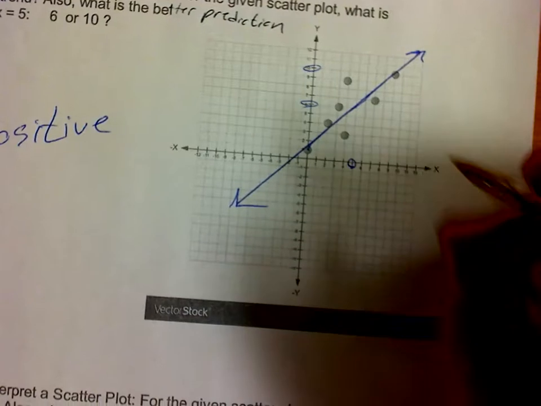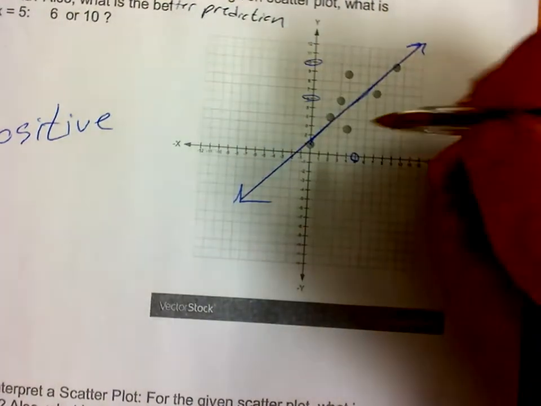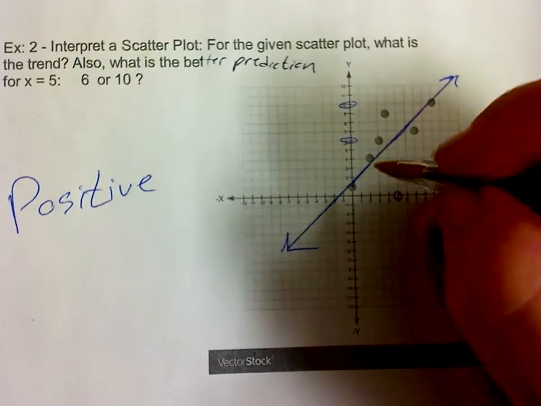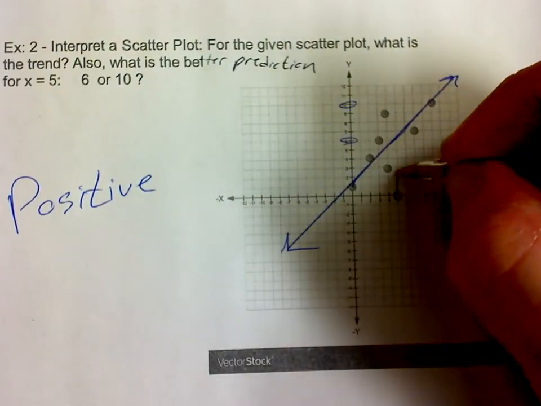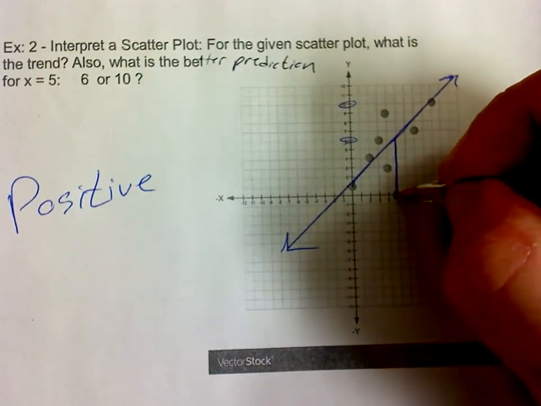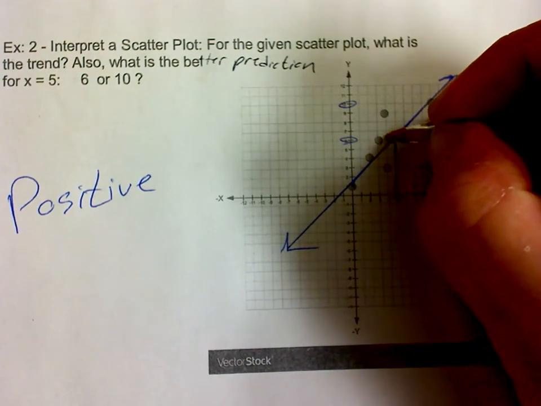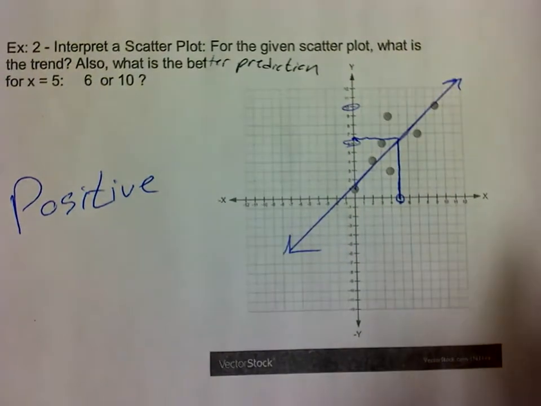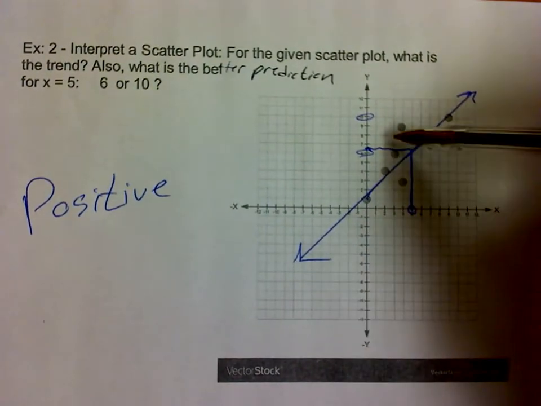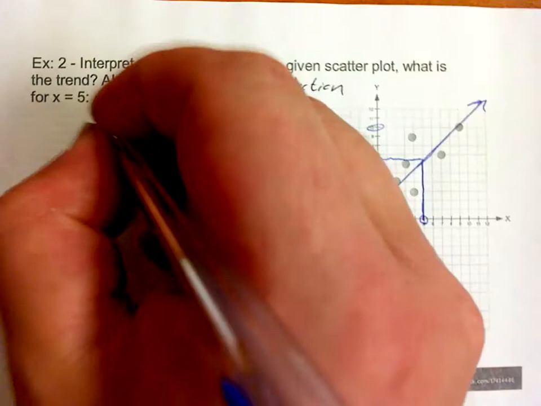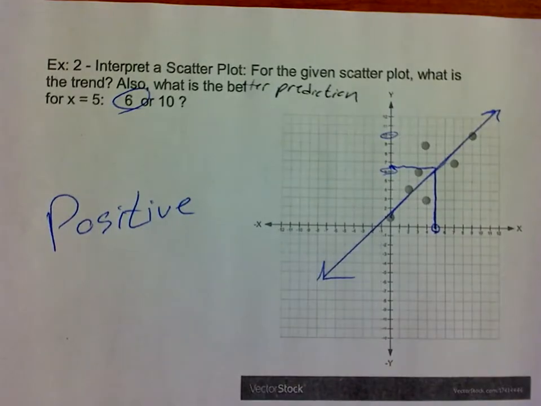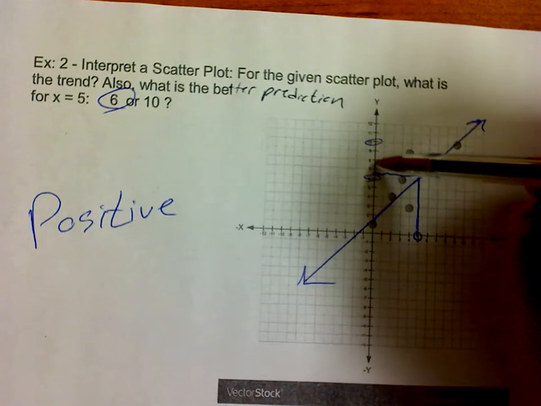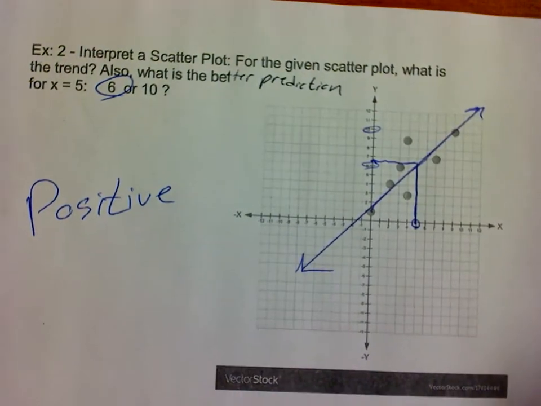Then we're going to do like we did in the previous section. We're going to follow this point, x equals 5, up to our graph, see where it hits right there, and follow it over, and it hits right there. So the question is, is this closer to the 6 or closer to the 10? For our problem, it's closer to the 6, because I think it's obvious that this is a closer distance than it is to 10.